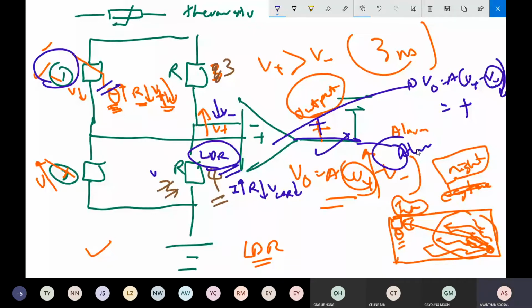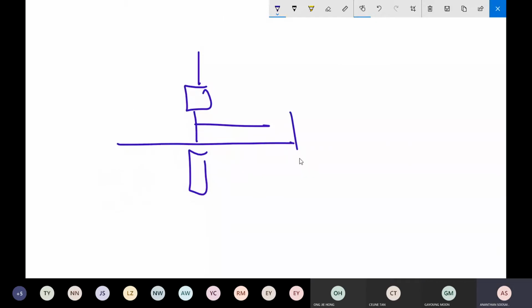Okay, class. I cleared a lot of things, so I need to draw many times. Okay, again, negative, positive.